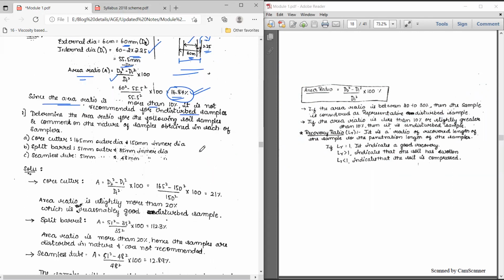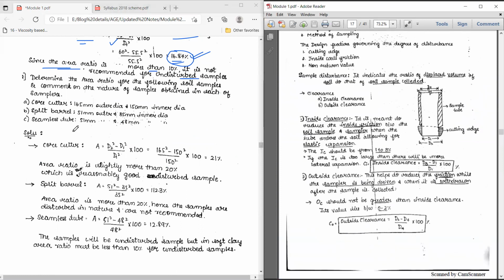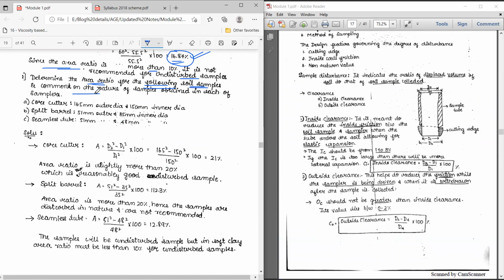Okay. Now let us see the second problem. The second problem is: determine the area ratio for the following soil samplers and comment on the nature of samples obtained in each of the samplers. That means here they are using three different samplers to extract the soil samples. The names of the samplers are core cutter, split barrel, and seamless tube.